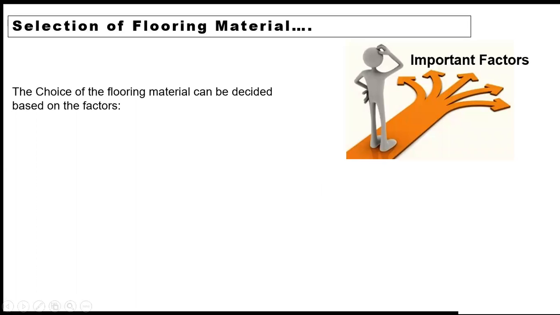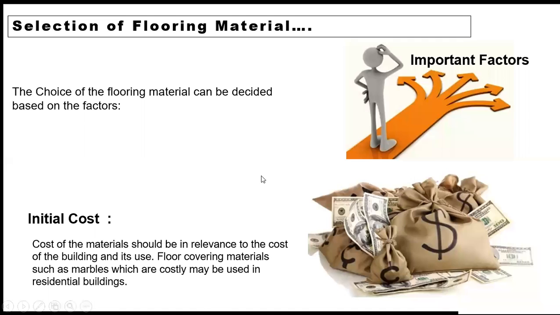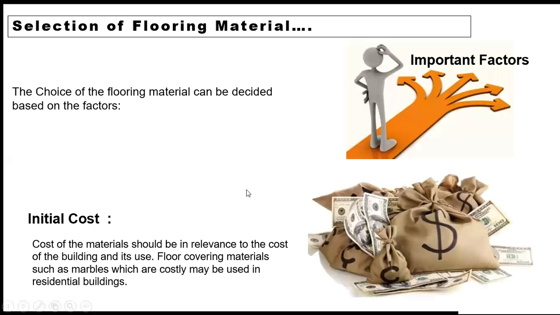So, the choice of flooring material can be decided based on some factors, maybe some more factors, but we will be discussing here some prominent factors. So, very first is initial cost, because cost is a very prime factor. Everything depends upon cost. That means what are the financials we are available with. So cost of material should be in relevance to the cost of the building and its use.